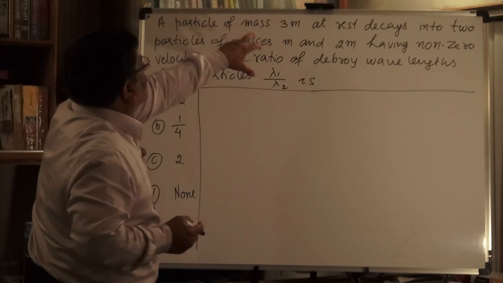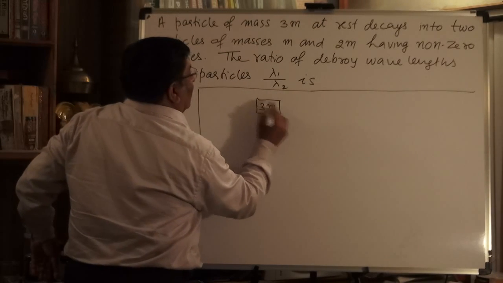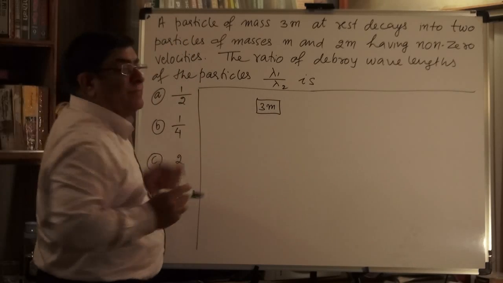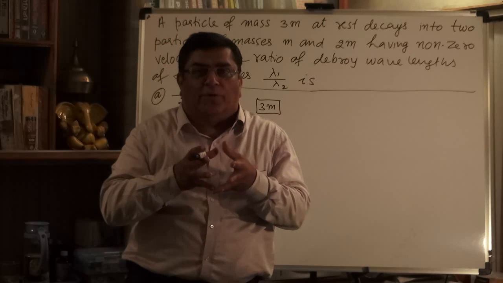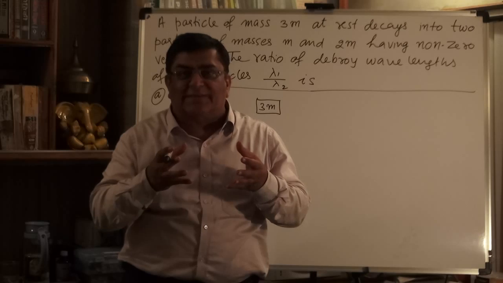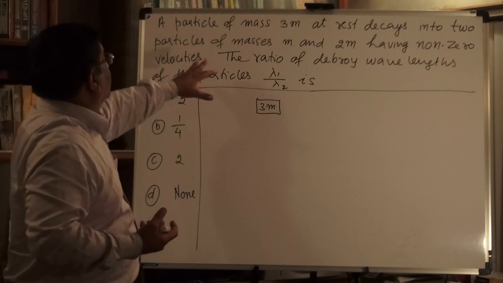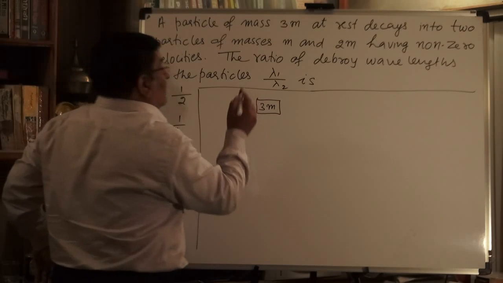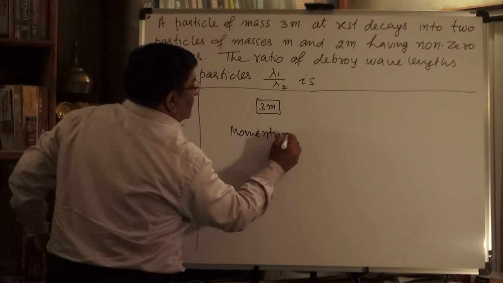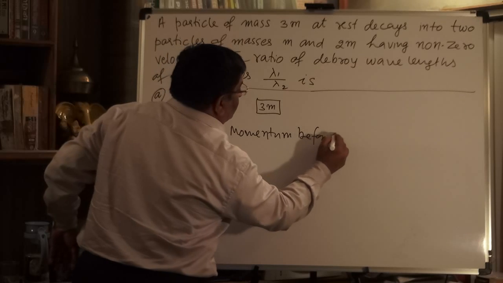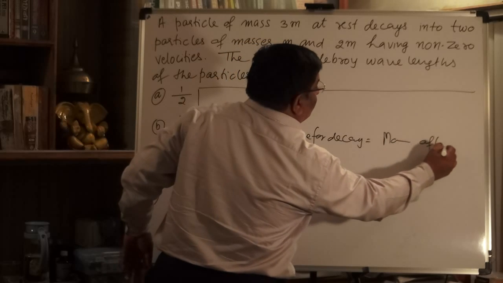Now a particle of mass 3m, and it breaks. By mechanics, by laws of motion, we know that the momentum before any process is equal to the momentum after the process. Here the process is explosion, decay. So momentum before decay is equal to momentum after decay.